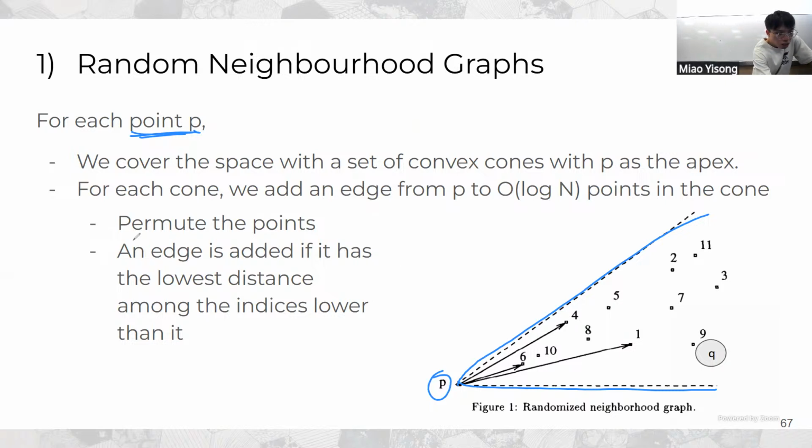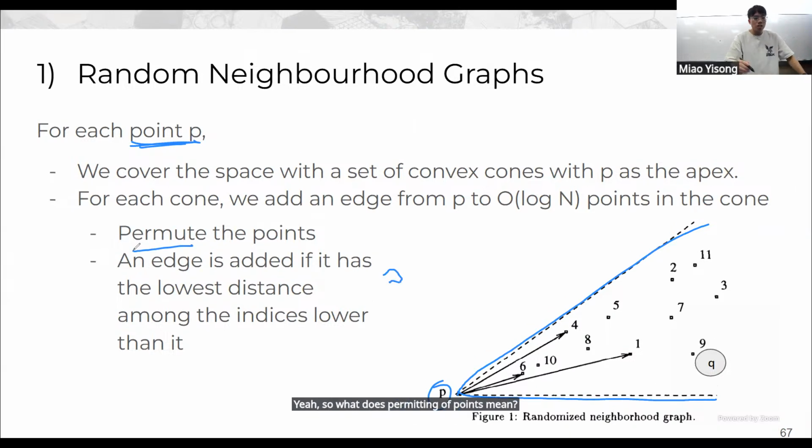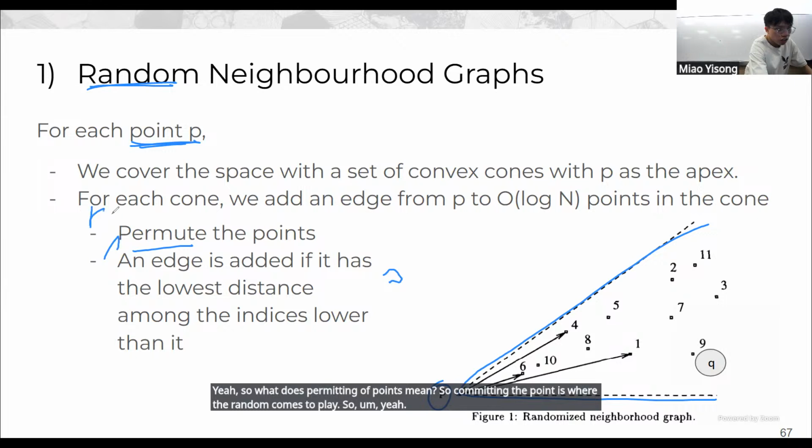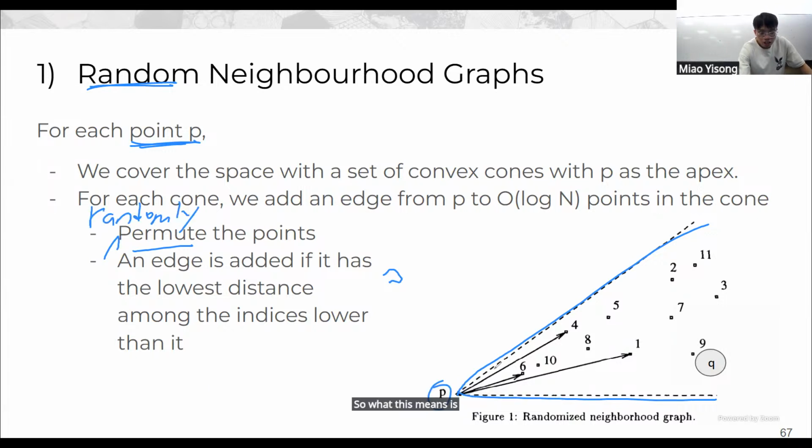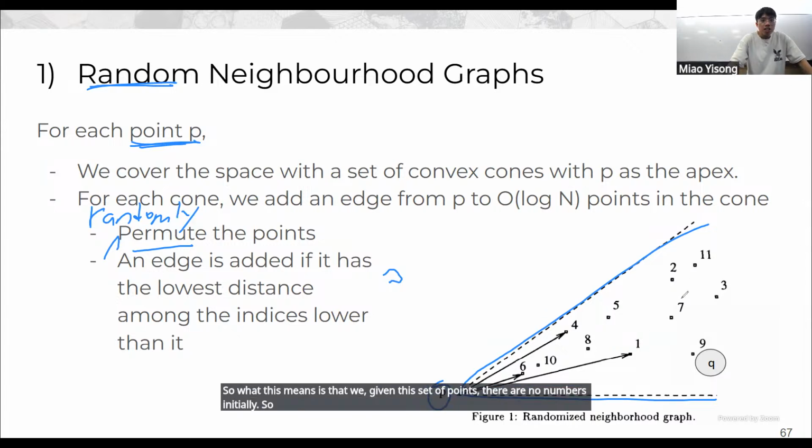So what does permuting the points mean? This is where the random comes into play. We randomly permute the points. Given this set of points, there are no numbers initially, so we're just going to randomly assign numbers to the points. Let's say this is 1, this is 2, all these numbers are randomly assigned.